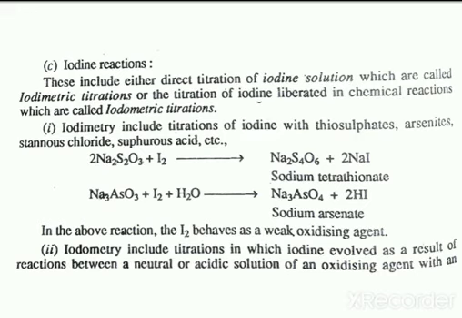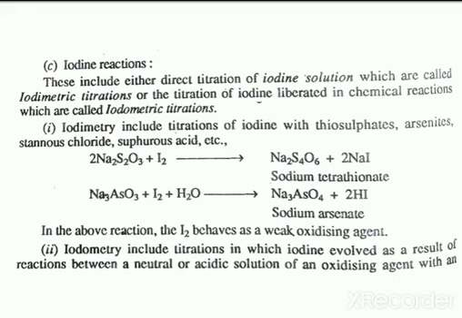Here I have given an example. Sodium thiosulfate is titrated against the iodine solution, which gives sodium tetrathionate and sodium iodide. Then another example: sodium arsenite is titrated against the iodine and it gives sodium arsenate. In these reactions, the iodine behaves as a weak oxidizing agent.